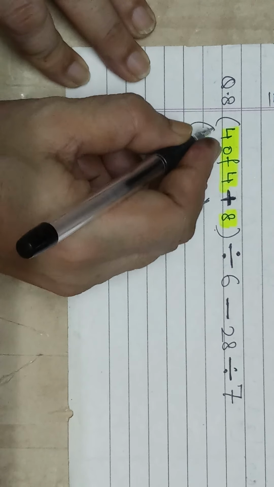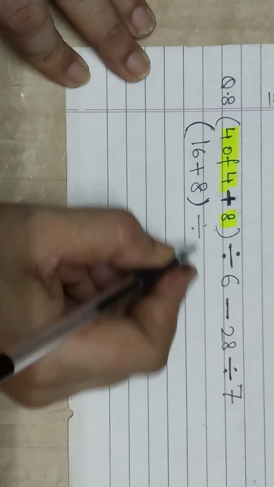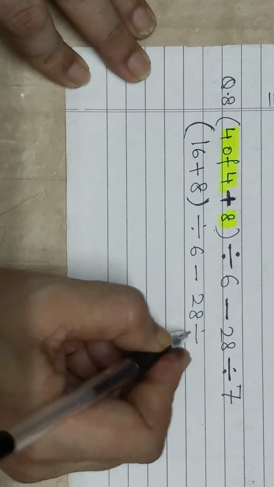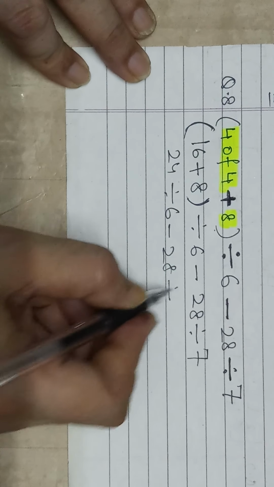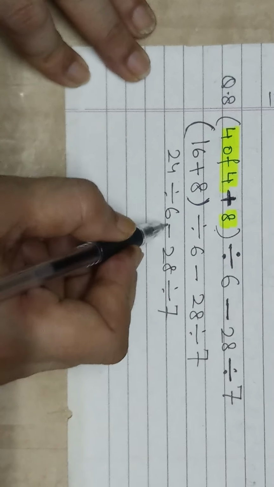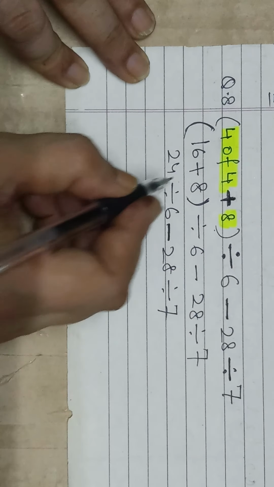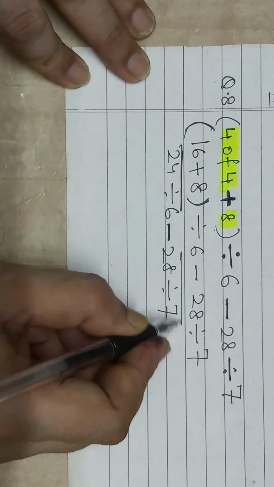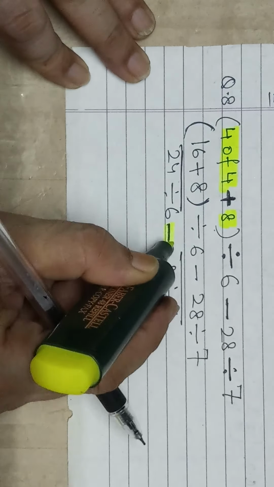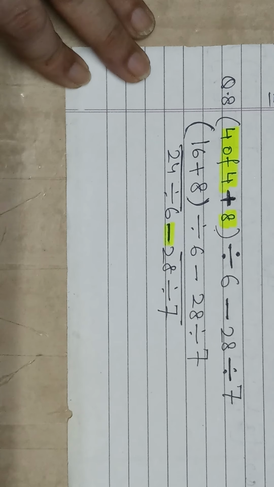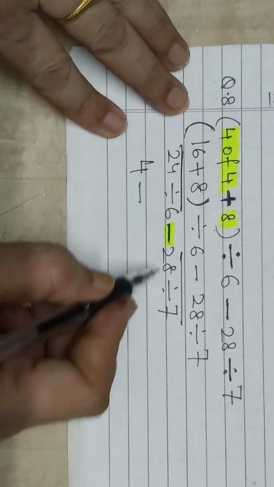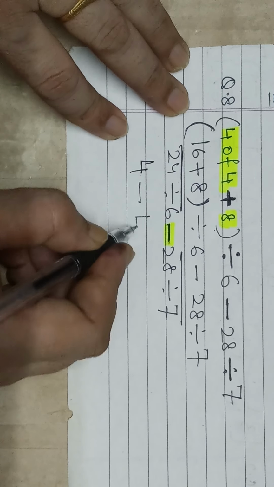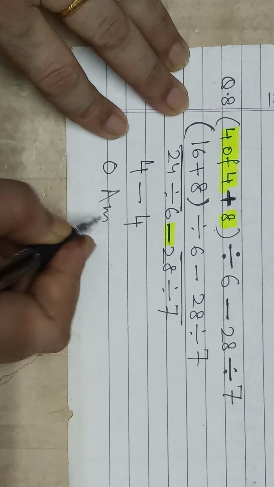So we did not get the answer, so I am putting it inside the bracket, divided by 6 minus 28 divided by 7. So we have 24 divided by 6 minus 28 divided by 7. Now we know this whole question is divided into two parts. One part is this, another part is this, because the big part is divided into smaller parts by plus or minus sign, and we can see there is a minus sign here. So 24 divided by 6 is 4, minus 28 divided by 7 is also 4. So the answer is 0.